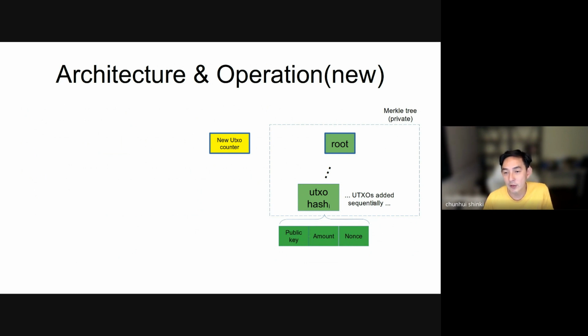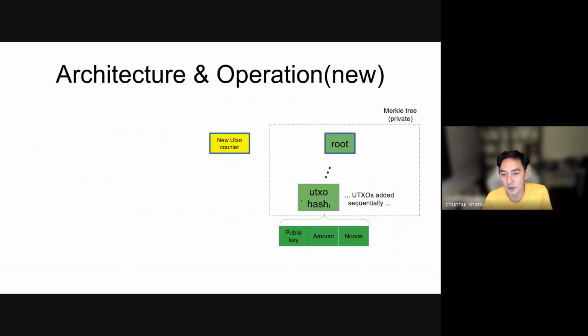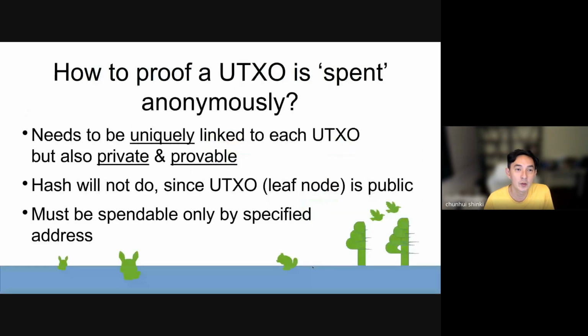So the structure of the UTXO, in the new configuration, is that it has a public key, it has an amount for this UTXO itself, and it has a nonce, right? And the nonce is there just to make sure that you can't easily guess the UTXO. But then how do you prove that the UTXO is spent, anonymously, right? So for this to work, how can we actually have a system that can prove that the UTXO is actually spent or is unspent?